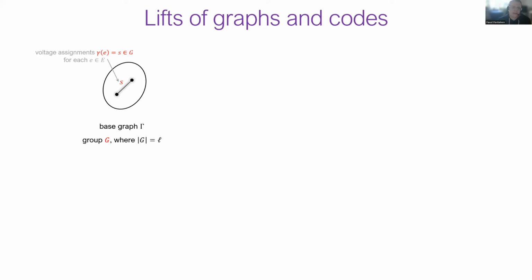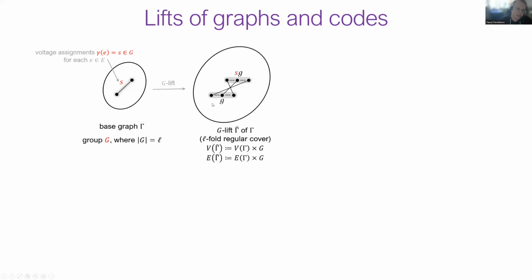In order to describe it, let us first describe what is a lift of graphs and codes. So the idea is very simple. We start from a very small graph, which we usually call a base graph, and we have a very large group, for example, of size L. And we obtain a G-lift of this graph if we assign to each edge some element of this group. And we actually obtain an L times larger graph using the following idea.